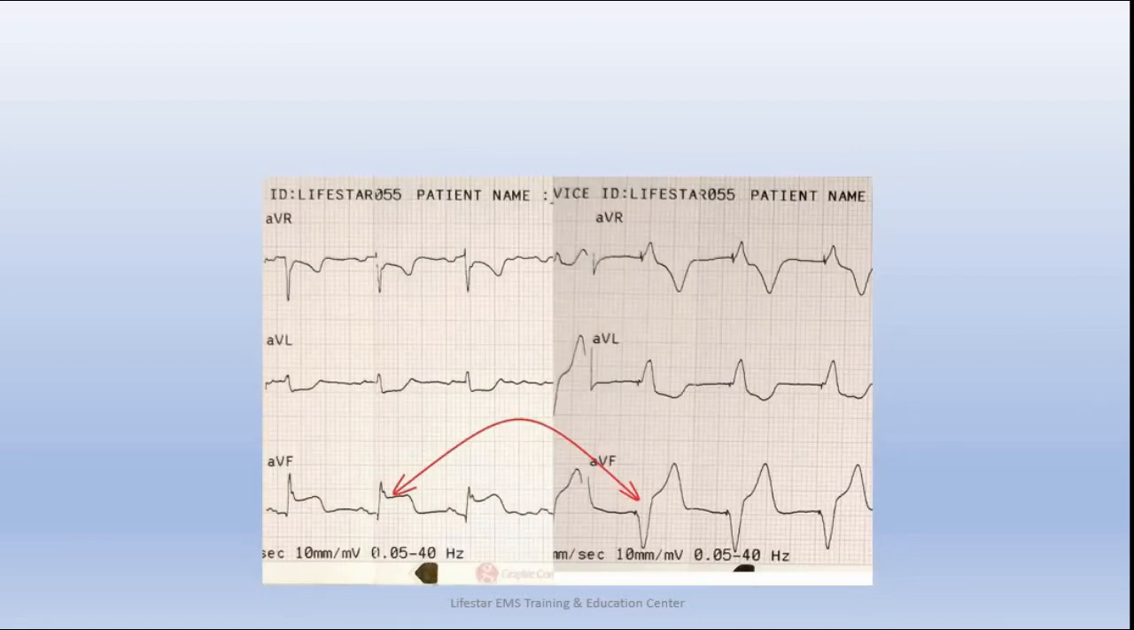For leads AVR, AVL, and AVF, same thing. On the left, we have no pacer firing, and so you can see some ST depression in AVL and clear AVF ST elevation. And on the right, you see the pacer spikes, and that AVL, you still see the ST depression, but you lose the ST elevation in AVF.